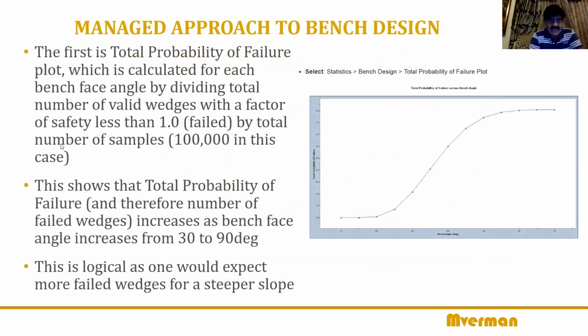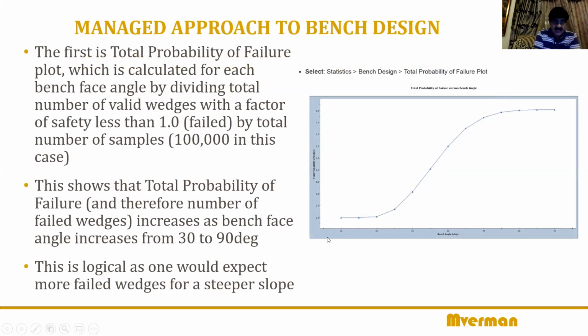The first plot is called total probability of failure plot. We'll just go back to the software to plot this. We've already done the analysis. This is one of the ways of looking at the results. Total probability of failure. Now this probability is calculated for each bench face angle, 30, 35, 40. Remember we gave the range? By dividing the total number of valid wedges, those wedges which are valid and having a factor of safety of less than 1, which means failed, by the total number of samples, and samples is 100,000. So that is the total probability, which is plotted.